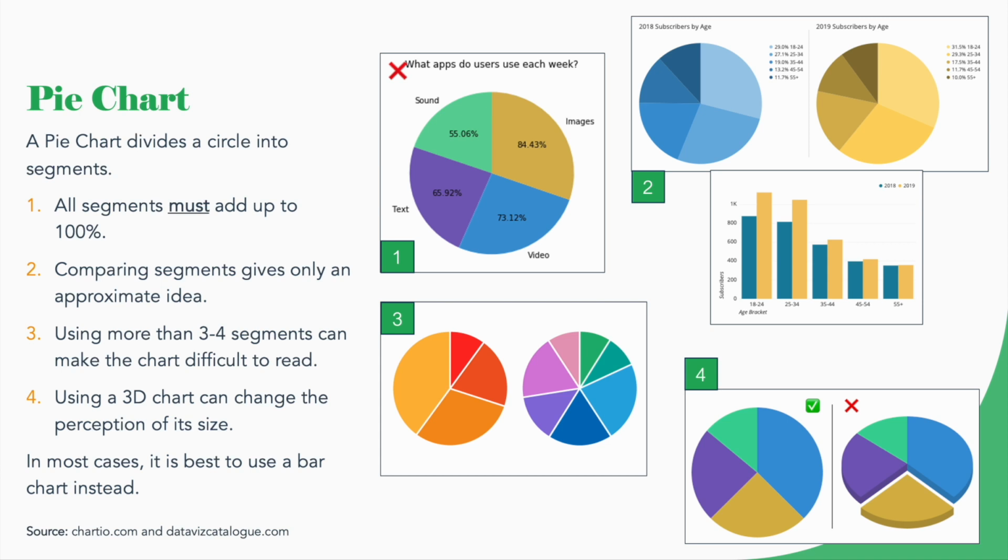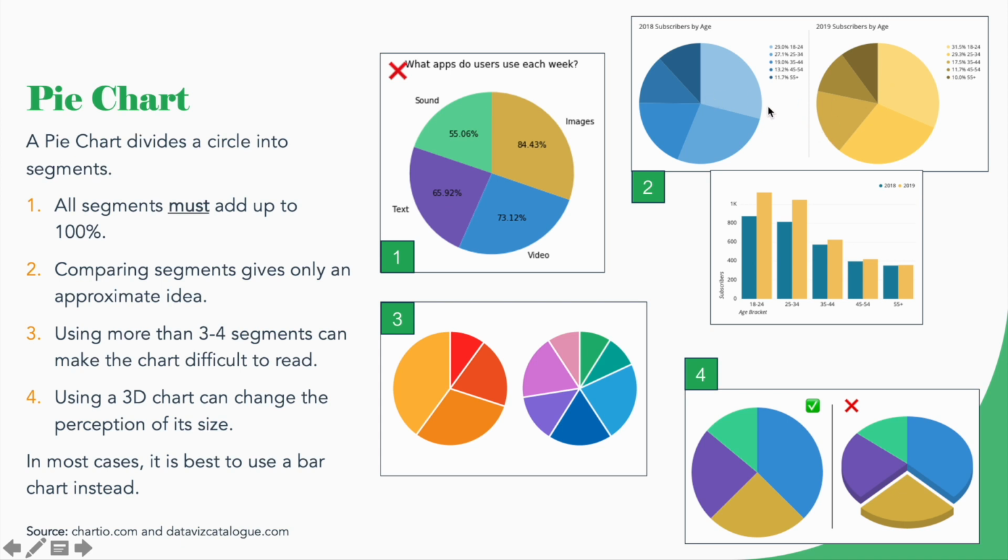Now, second, comparing segments in a pie chart can only give an approximate idea. If you look at this example here, you see this blue pie chart shows 2018 data and this yellow one shows 2019 data. And you have this data displayed here as well. It shows that the darkest blue is 11.7% and then the lighter one is 13 and like that. Similarly here you have the darkest yellow is 10% and similarly like that. Now all of this does add up to 100%, so in that way this data is okay.